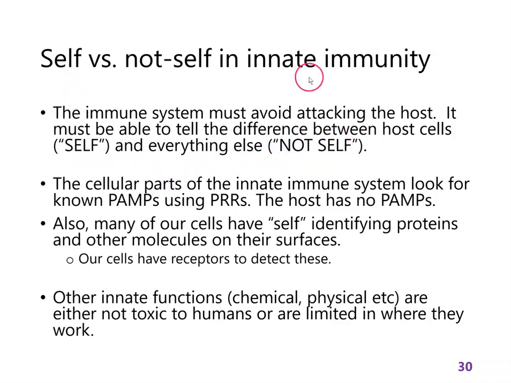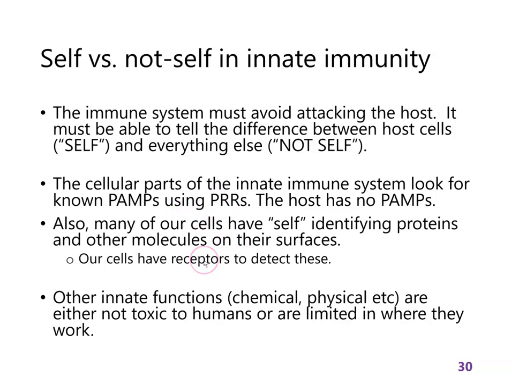And so, on the innate immune system side, cells can look for PAMPs. They can look for pathogen-associated molecular patterns, and then they know, oh, that is not self. The host obviously doesn't have PAMPs. We are not pathogens. We don't have any pathogen-associated molecular patterns. We are not bacteria. We are not fungus. We are not virus. So the cellular parts of our innate immune system can directly see, oh, that's bacteria, or that's a virus, or that's a fungus. And that is seeing not self.